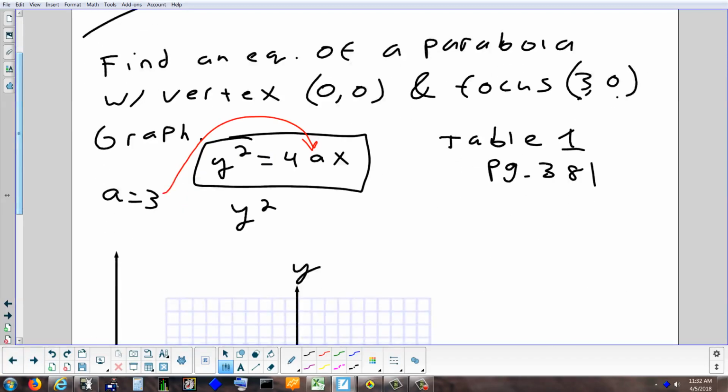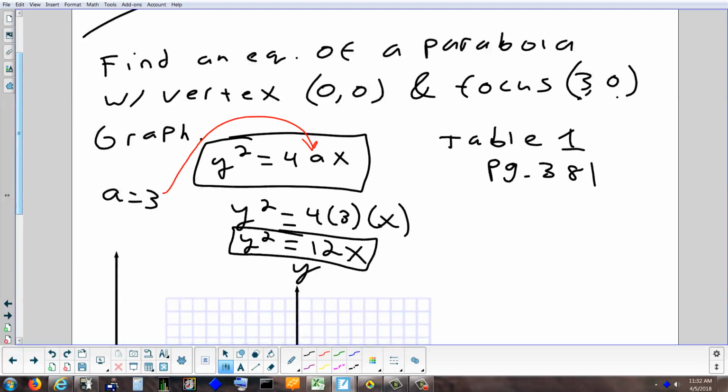So y squared equals 4ax. We usually simplify that. 4 times 3 gives me 12x. And that's the answer. Y squared equals 12x. Okay, now let's graph it.